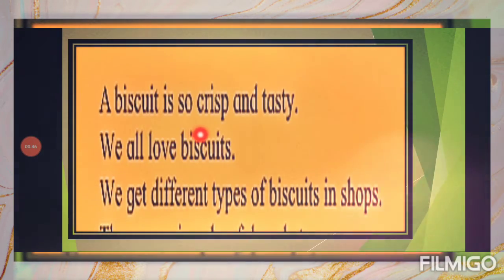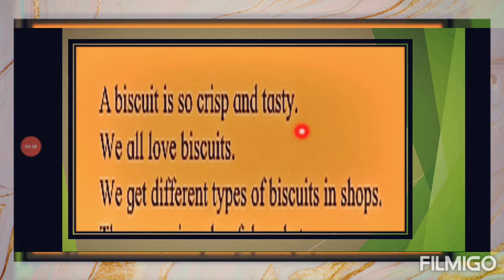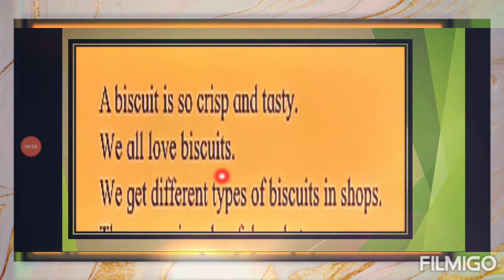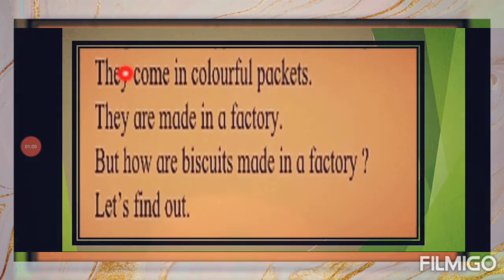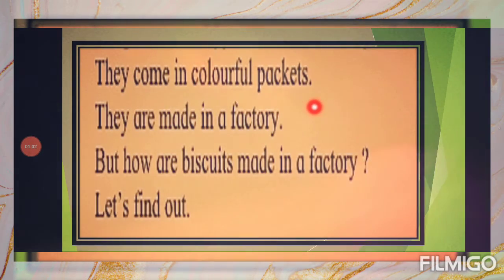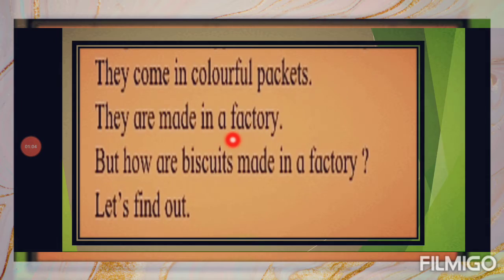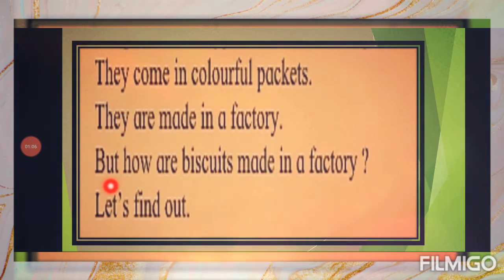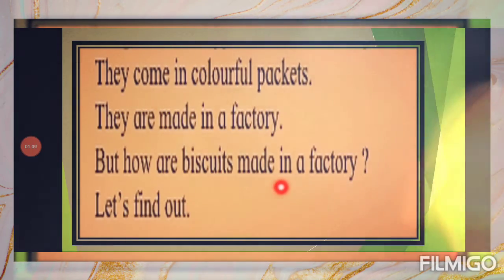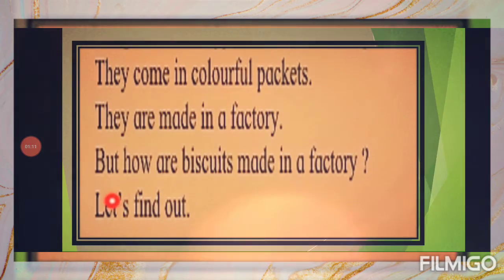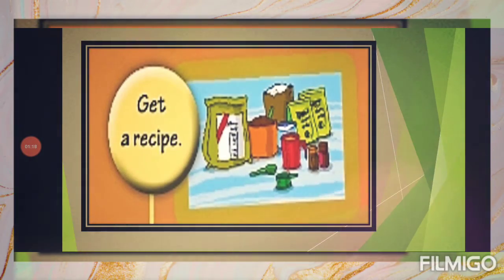A biscuit is so crisp and tasty. We all love biscuits. We get different types of biscuits in shops. They come in colorful packets. They are made in a factory. But how are biscuits made in a factory? Let's find out. So children, let's find out how biscuits are made in a factory.